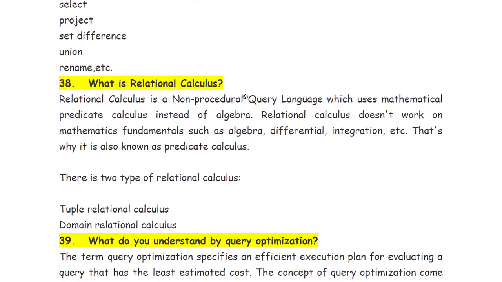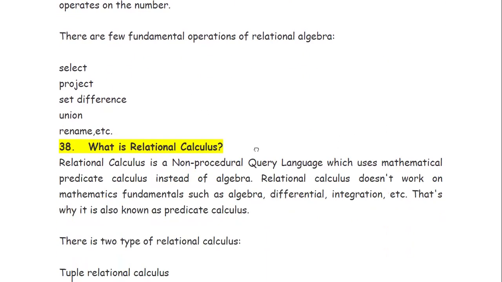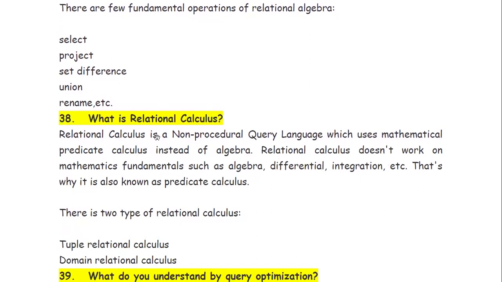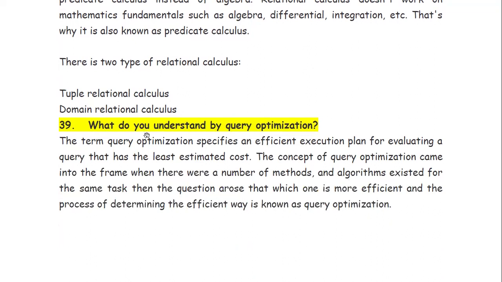Then, what is relational calculus? As you got it, relational algebra is a procedural query language, while relational calculus is a non-procedural query language, which uses mathematical predicate calculus instead of algebra. Relational calculus does not work on mathematical fundamentals like algebra, differentials, integration. That's why it is known as predicate calculus. Two types of relational calculus exist: tuple relational calculus and domain relational calculus.